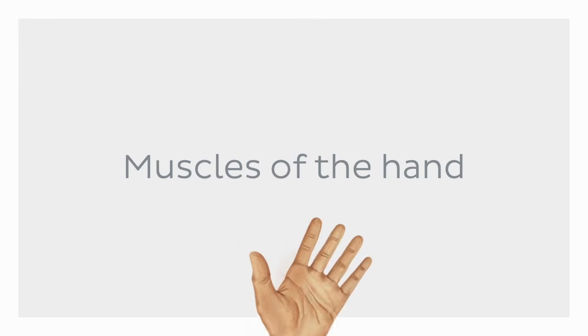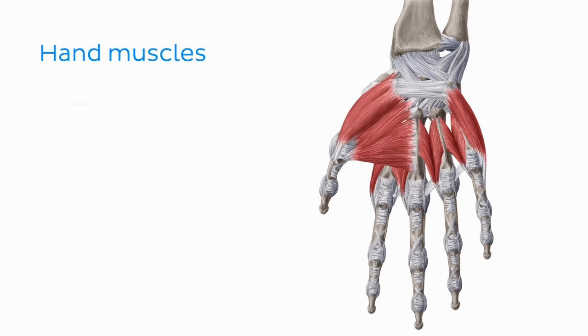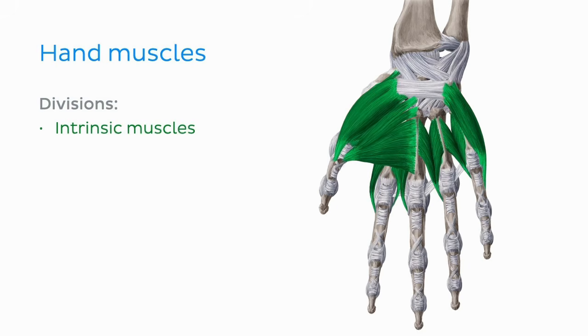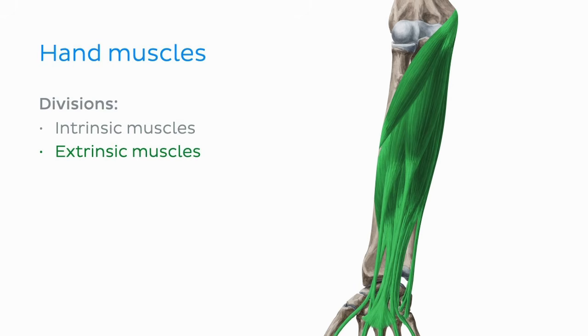Okay, so we're nearly there. And we've reached our last destination, which is the hand. Muscles of the hand can be divided into intrinsic and extrinsic muscles. Intrinsic muscles are the muscles that originate and insert within the hand, while extrinsic muscles are the muscles that originate within the arm or the forearm and insert onto the palmar and dorsal surfaces of the hand and digits.